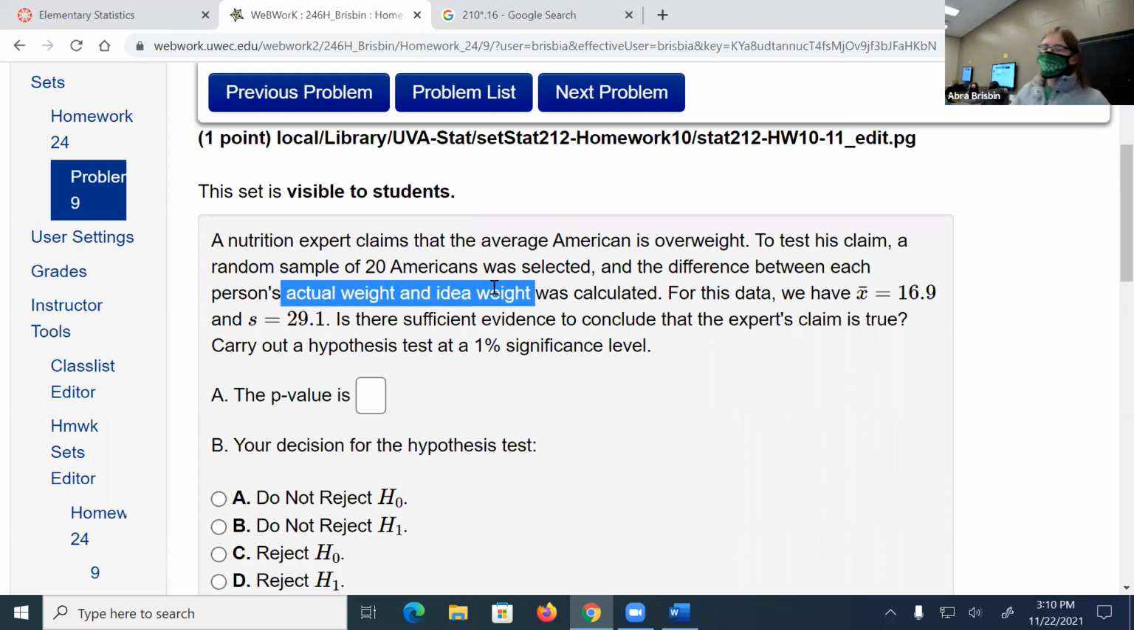All right. So we want to test whether the average American is overweight. And the data we have for this is the differences between their actual weight and their so-called ideal weight as determined according to this nutrition expert. So if we started out with information from a bunch of different people with 2 values for that one person, and then we took the differences, what kind of test does that sound like?